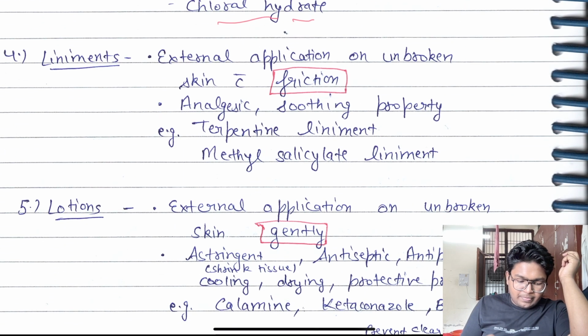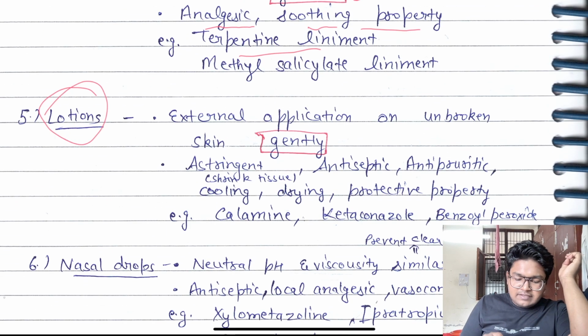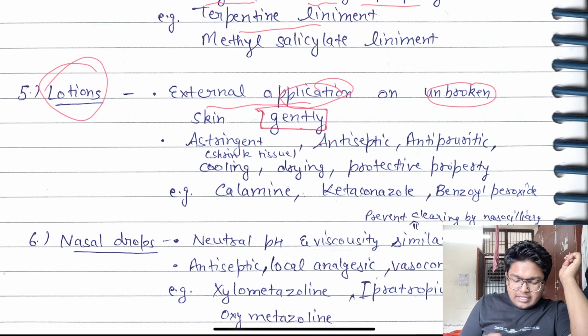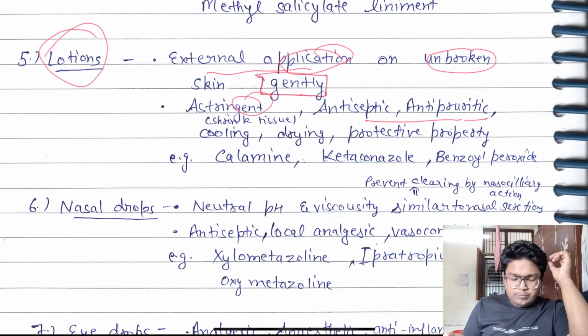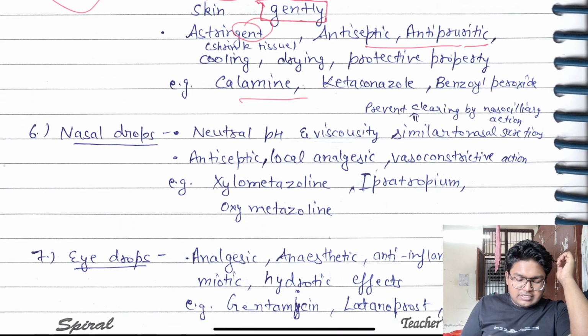Examples are antihistaminics like chlorpheniramine and chloral hydrate. And then we have liniments, for external application on unbroken skin with friction, with analgesic soothing property, like turpentine liniment, etc. In lotions, we have external applications on unbroken skin gently, with astringent, antiseptic, antipruritic, cooling, drying, protective properties, like calamine solution, etc.